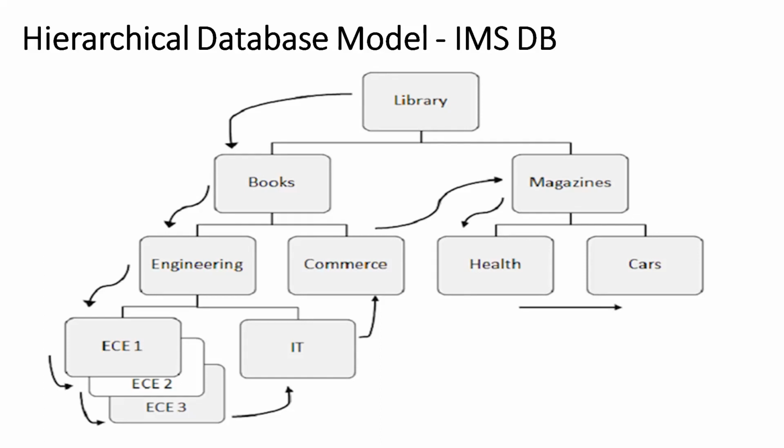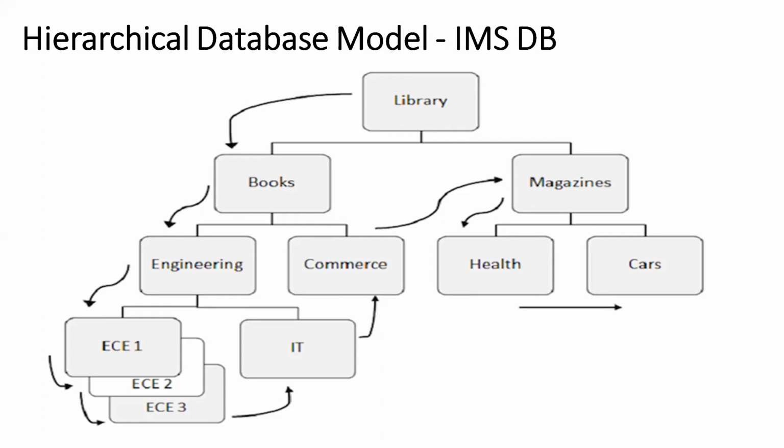Okay, so accessing is a bit different compared to DB2. Here we access data top to bottom, left to right. You can see that first after accessing the library segment, then only we can access book segments. You can see the arrow mark here. The access path will start from the root and then go to the branches. Once the complete left side part is done, then only you can go to the right side part. After completion of the engineering and commerce segments, you can go to magazines. Like that, we have to access the data.